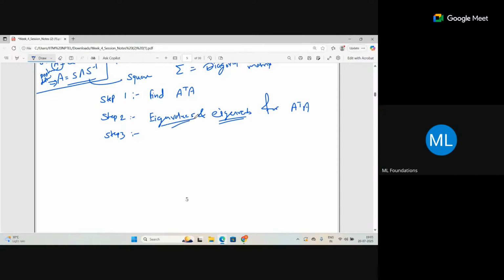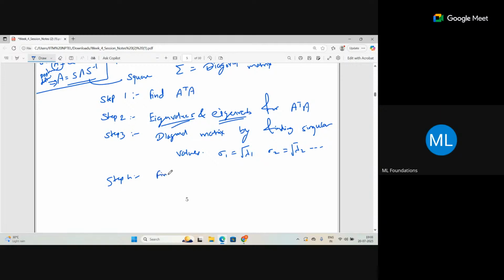Once I find the eigenvalues of this matrix, can I find the diagonal matrix? Yes. You can find the diagonal matrix just by finding the square root. Singular values are basically the square root of the eigenvalues, right? And then step 4 will be what?